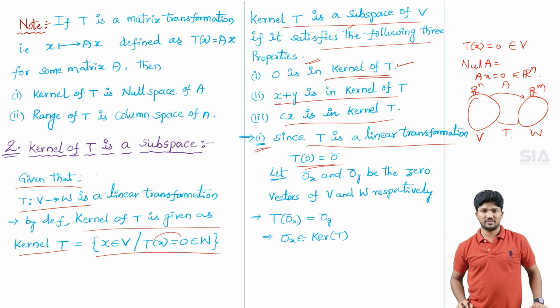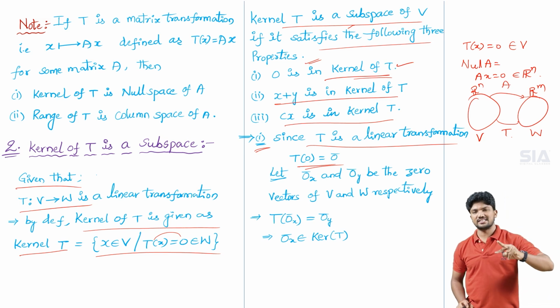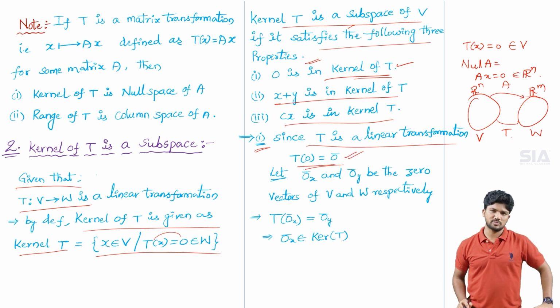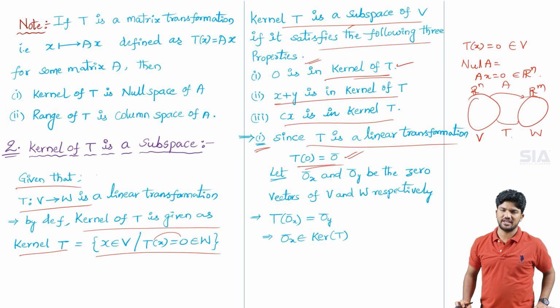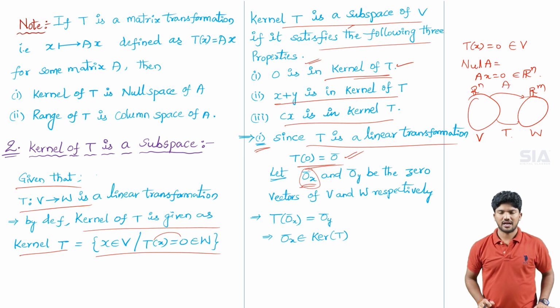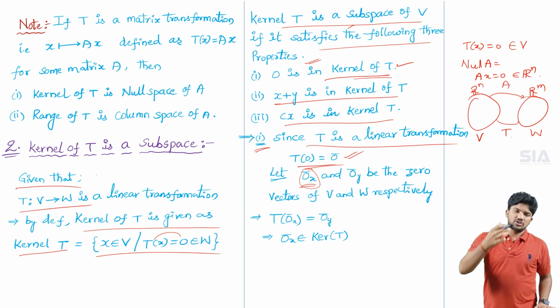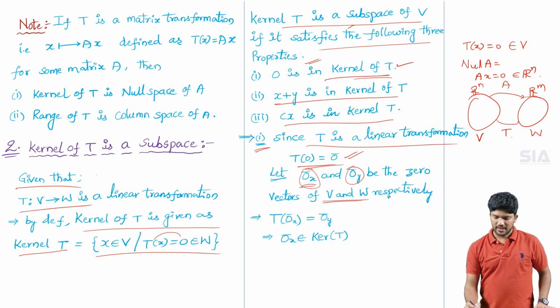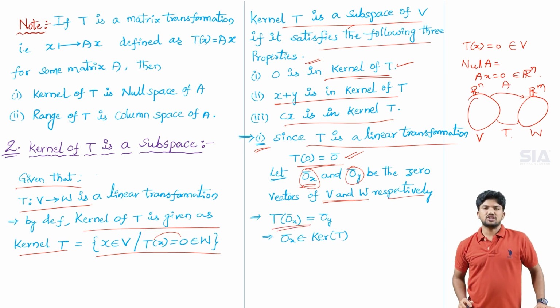According to the linear transformation definition, there are two conditions: vector addition and scalar multiplication. In either property, if you substitute 0 in place of x and y, LHS is equal to RHS, so T of 0 is equal to 0 bar. Let 0 vector with respect to x and 0 vector with respect to y be the two zero vectors of capital V and W respectively, then T of 0 of x is equal to 0 of y. Therefore 0 of x belongs to kernel of T.